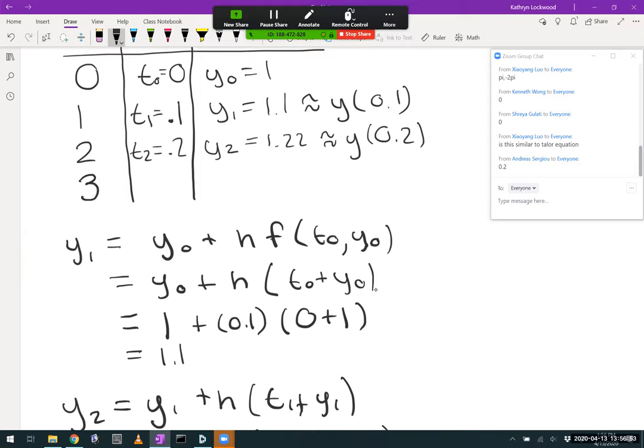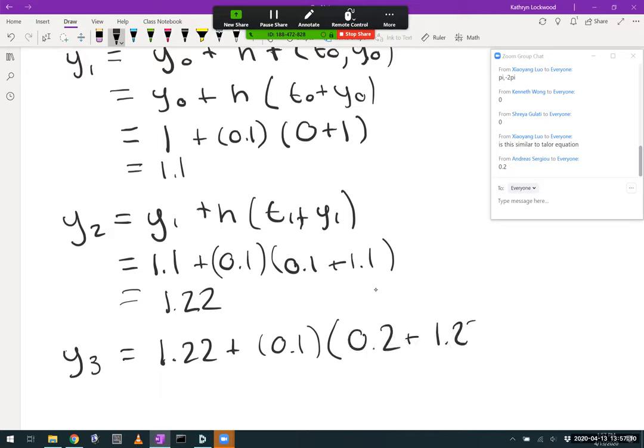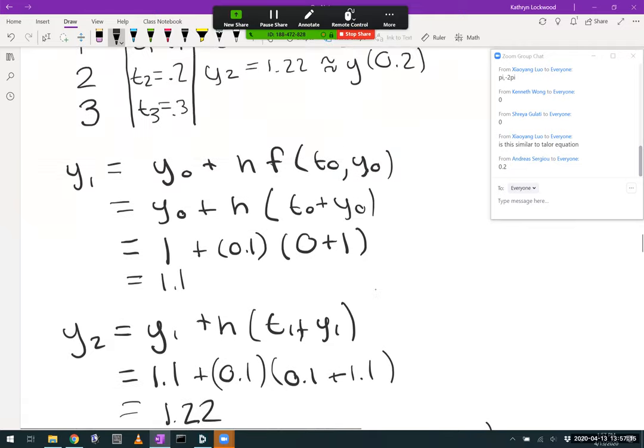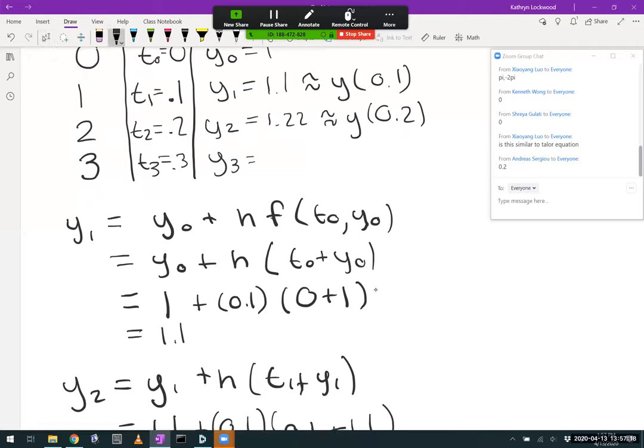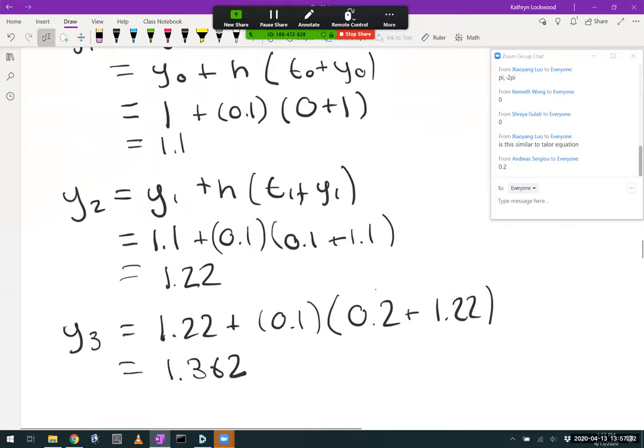Let me do one more. t3 is 0.3. y3 is equal to the previous y plus the time step times the previous t plus the previous y. 1.362. So our solution curve at time 0.3 is approximately 1.362. First example, all good.